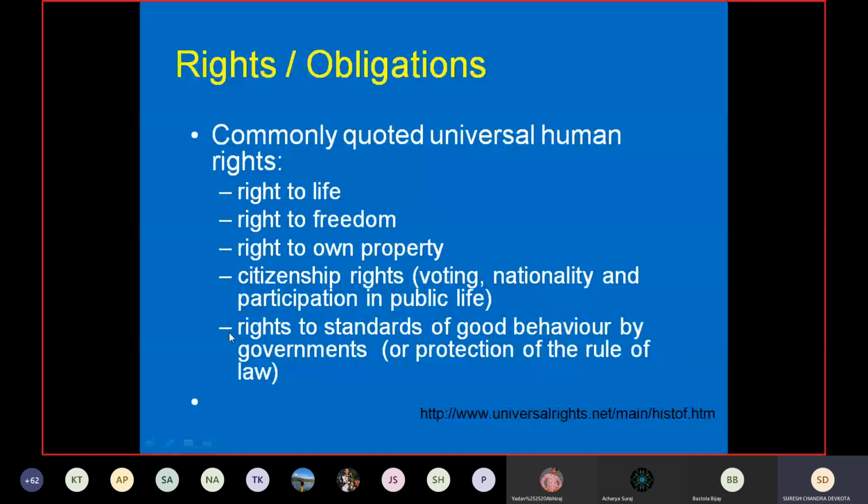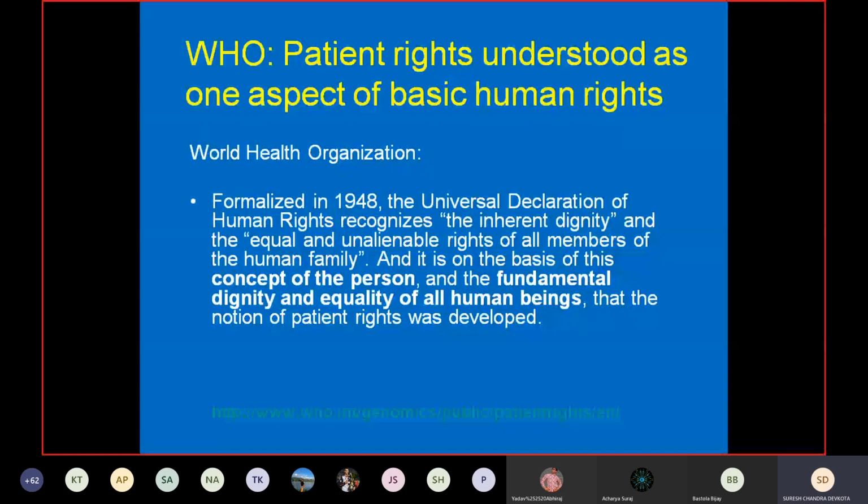Okay, so while talking about rights, there comes responsibility along with that, and these rights and responsibilities in the health sector have been put forward and further defined by the World Health Organization. As you know, the World Health Organization, the governing body in the world, is a specialized agency of the United Nations, formalized in 1948, and the Universal Declaration of Human Rights recognizes the inherent dignity and the equal and unalienable rights of all members of the human family. And it is on the basis of this concept of person and the fundamental dignity and equality of all human rights. What is the basics about this is health is a basic human right also. It is quoted and recited in Geneva Convention papers, and then the World Health Organization's major vision also.